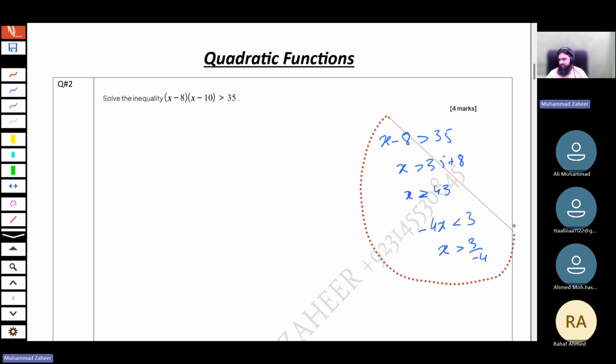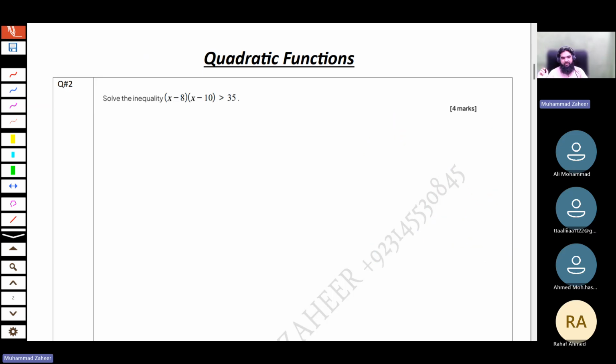But in a quadratic inequality, you cannot do it this way. In a quadratic inequality, first of all, you have to convert it into a quadratic equation form. First of all, multiply them out. We have x times (x minus 10) minus 8 times (x minus 10) is greater than 35. So x multiplied by x will be x squared. X multiplied by minus 10 will be minus 10x. Then minus 8x. Minus 8 times minus 10 is plus 80. This will become minus 35.